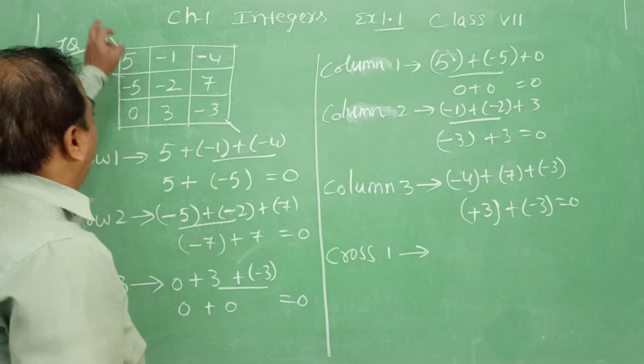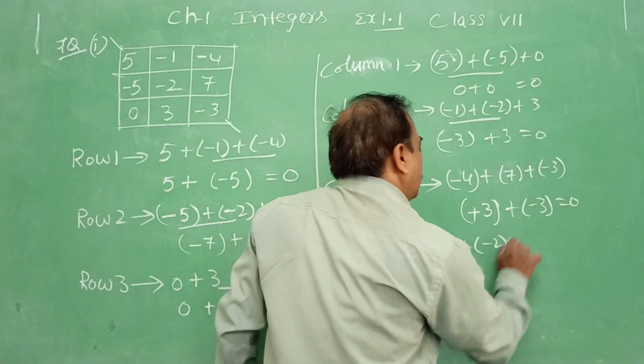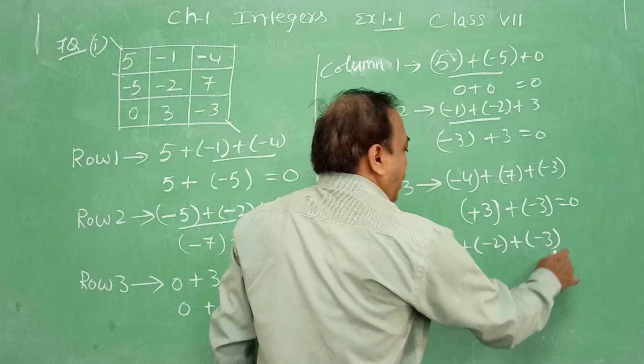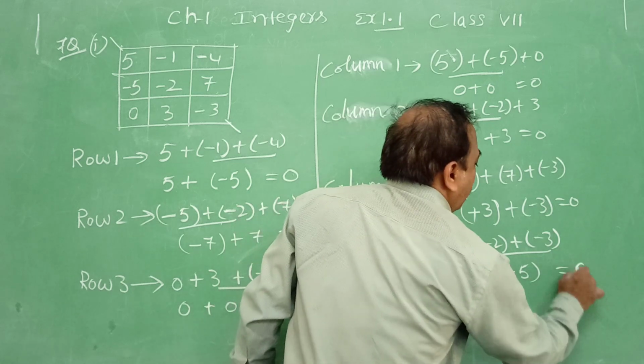What is cross 1? 5 minus 2 minus 3. So 5 plus minus 2 plus minus 3. Add these two will give you minus 5, and 5 plus minus 5 is equal to 0.